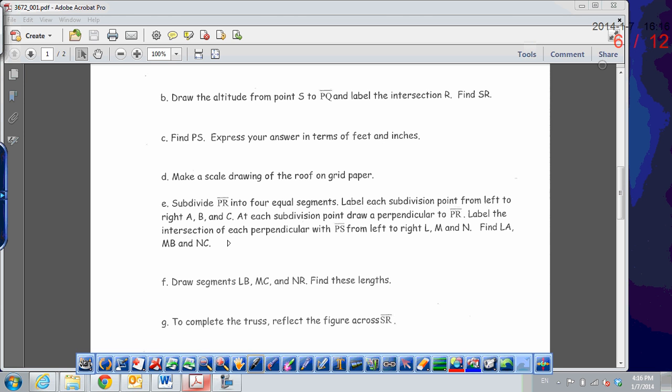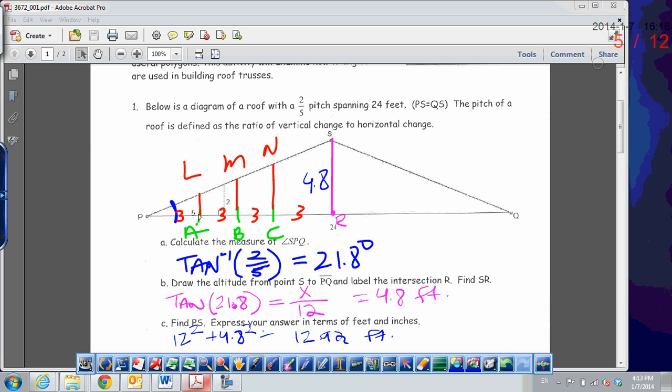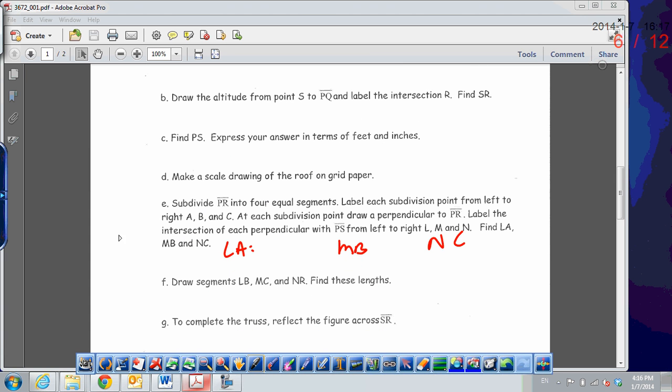Well, let's look back here for a second and look at our triangles. I want to find LA. I know that the base of the triangle is 3, and I don't know the height, but I know that the angle is still that 21.8. So in my calculator, I have tan of 21.8 equals x over 3. Multiply that by 3, so normal tan this time, and I get 1.2 feet.